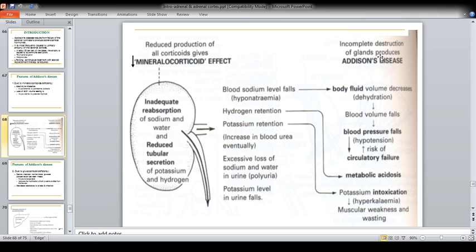Incomplete destruction of glands produces Addison's disease. If there is complete destruction, all the things are not secreted, the patient would die. There is no other way. The patient cannot survive this event.